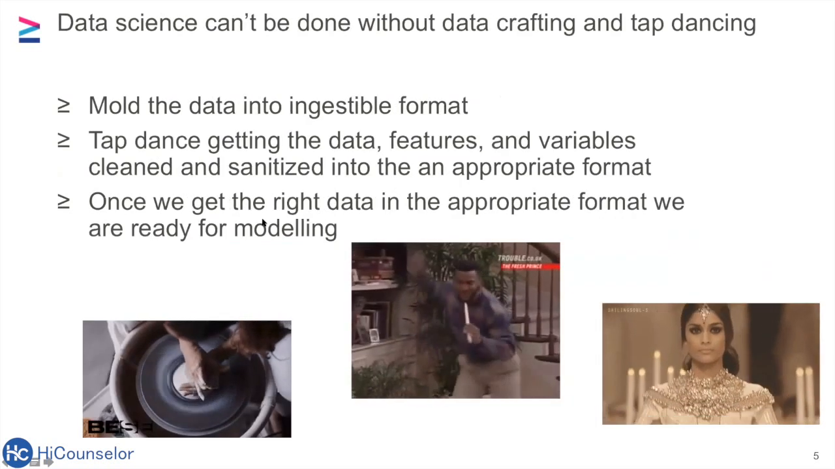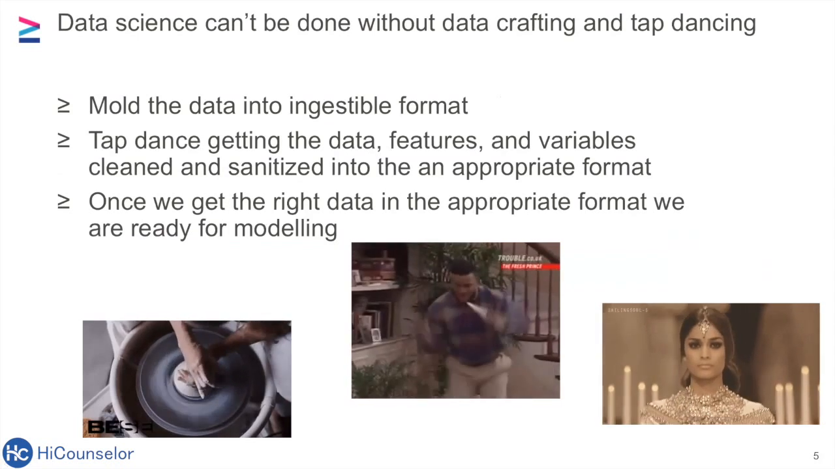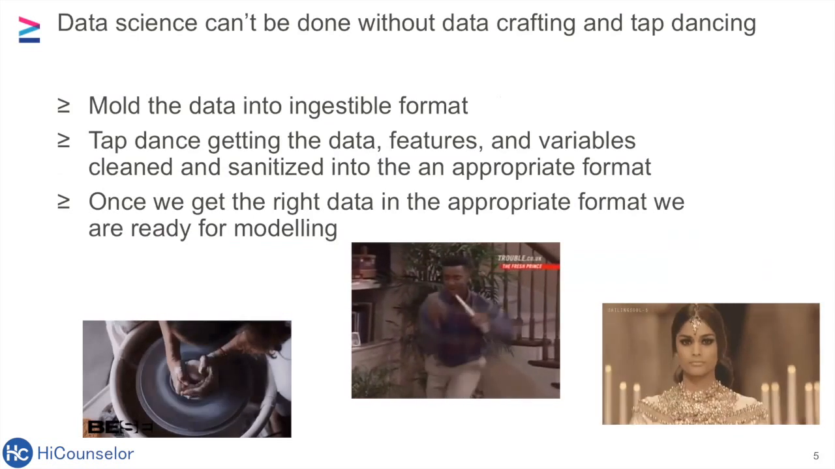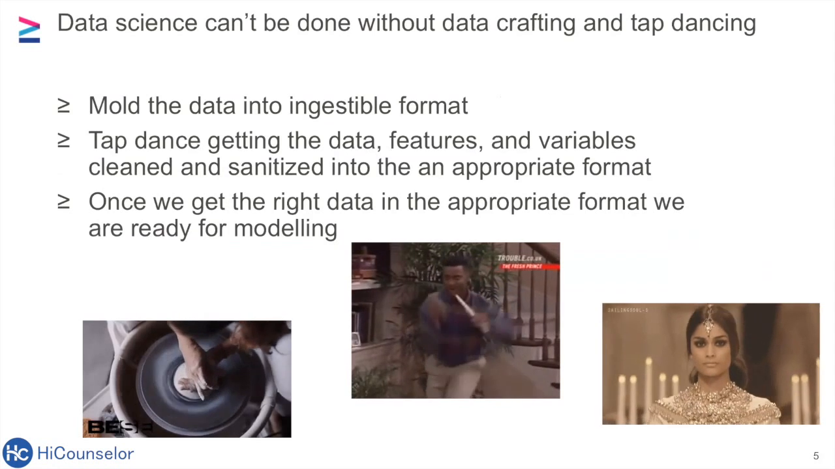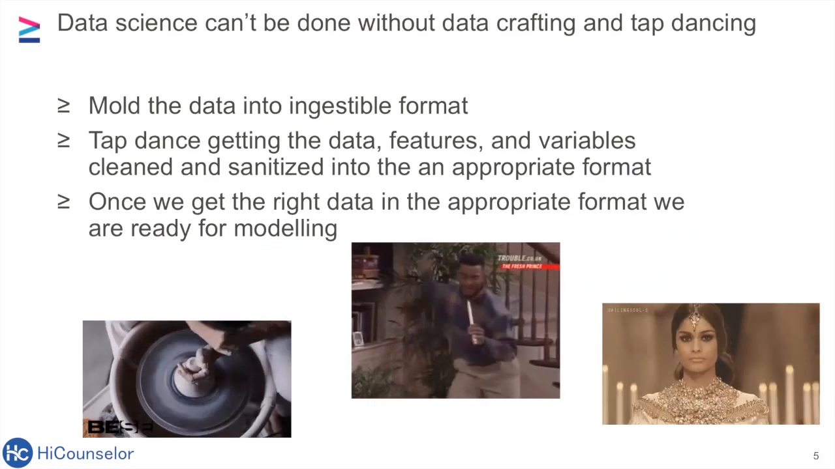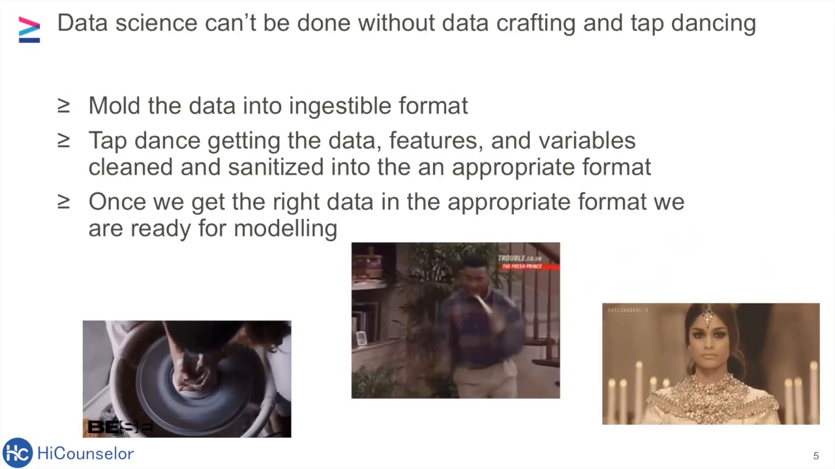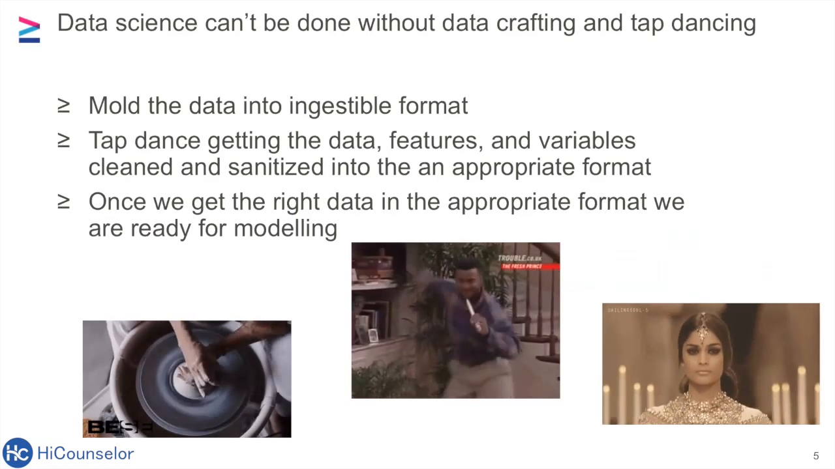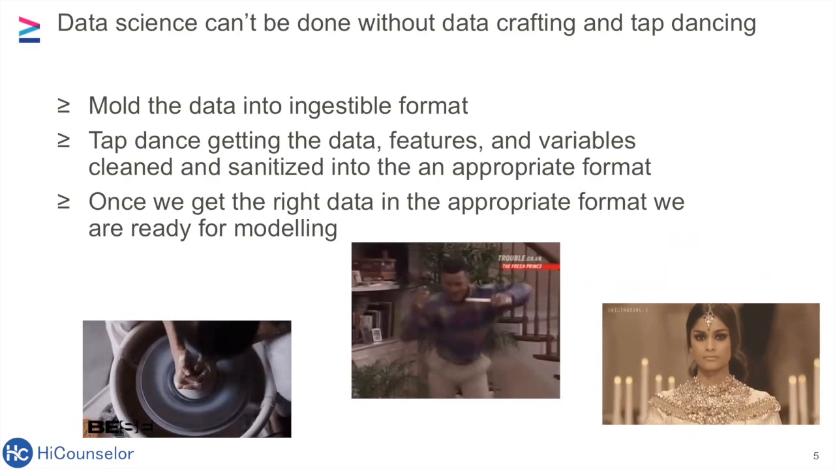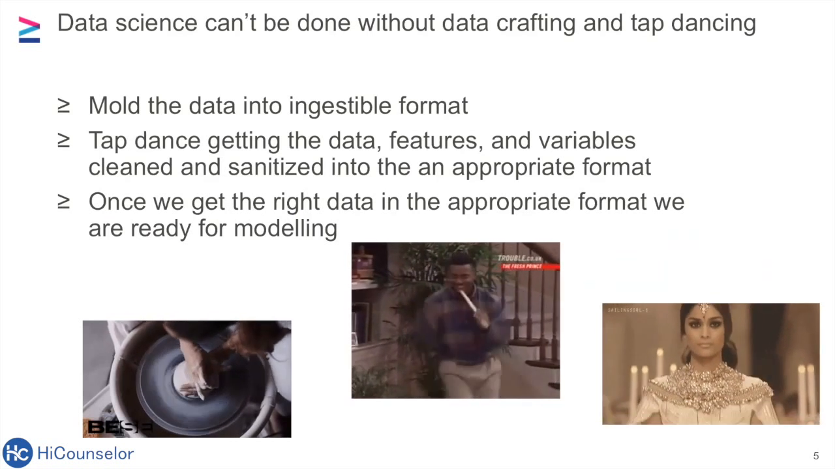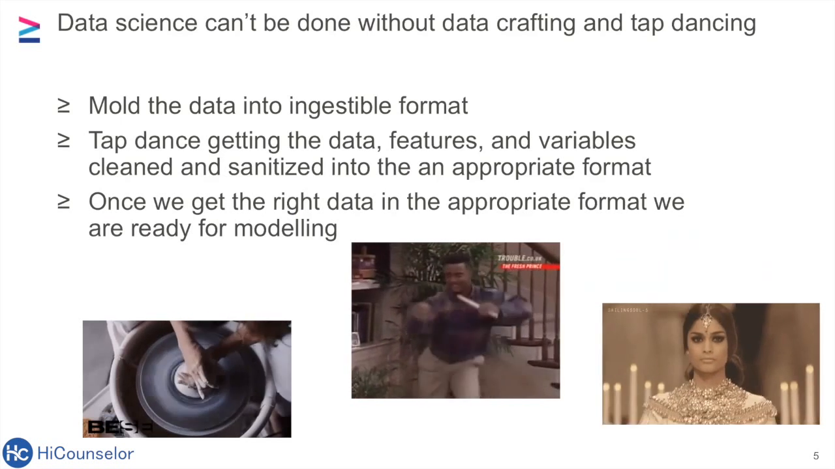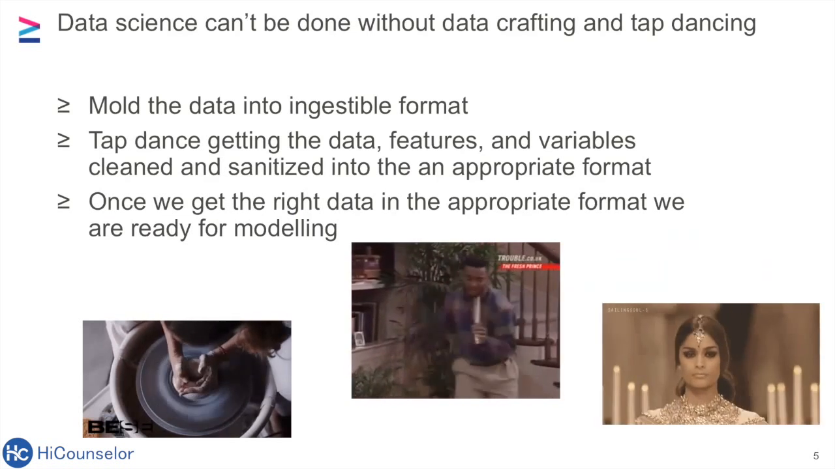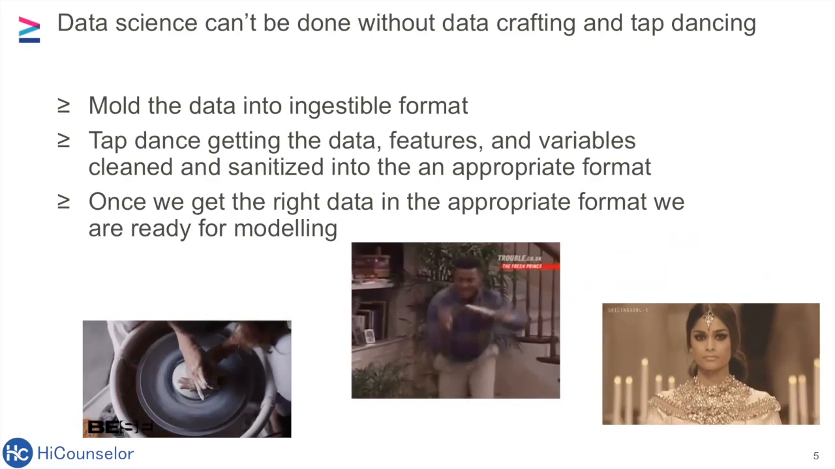The other thing I always say is data science can't be done without a lot of data crafting and tap dancing. Once we frame the problem, we have to mold the data into something usable. A tricky and ugly thing about data science is that the data we get is never clean. There might be formatting issues, the data might be hard to understand, or it might have missing rows and missing columns. So we have to do a lot of dancing to get the data into one place, sanitize it, and clean it, and then once everything is done, we're ready to model.